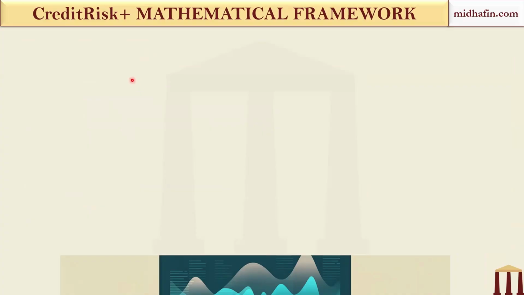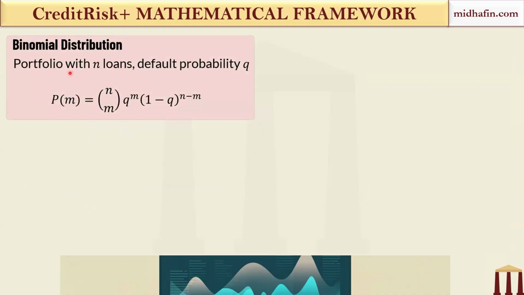So let's start with the binomial distribution. If you have a portfolio of n loans, each having a default probability of q, the number of defaults m follows a binomial process. The term in the bracket is nothing but nCm, the same nCm that we have done in the FRM Part 1 probability chapter. q to the power m, (1 minus q) to the power n minus m. So if you remember, this is the exact same formula from FRM Part 1, the binomial distribution formula. Now this simply gives you the probability of exactly m defaults occurring out of n loans.